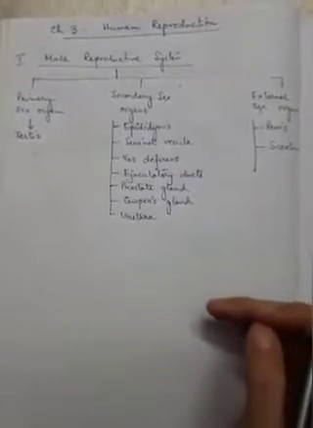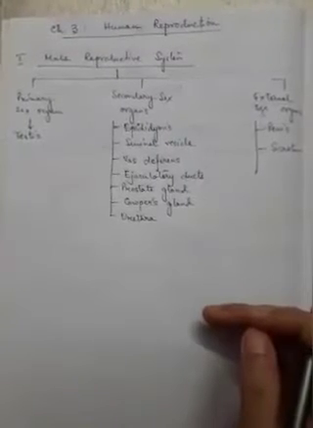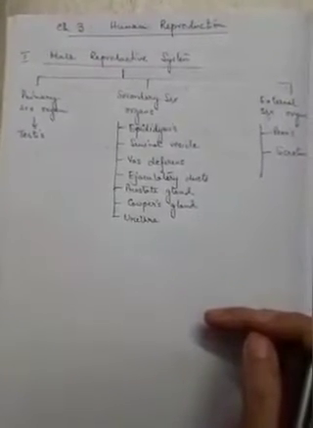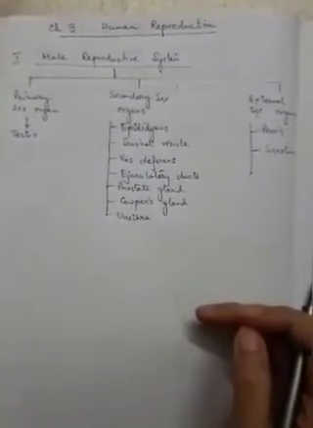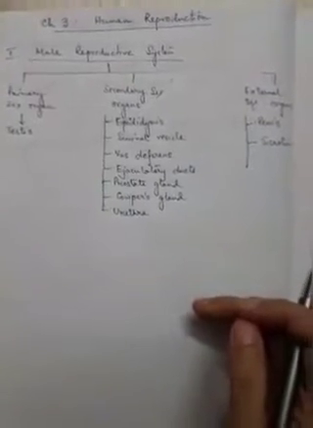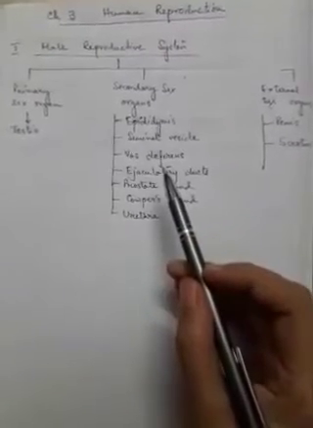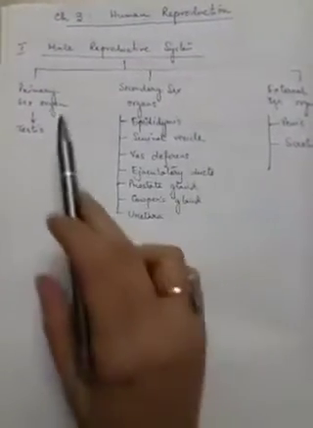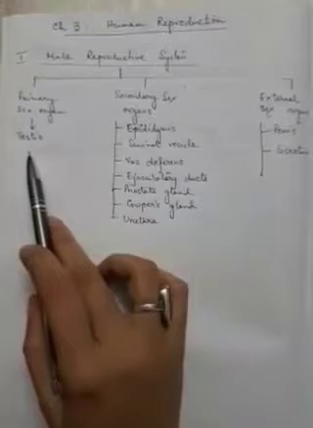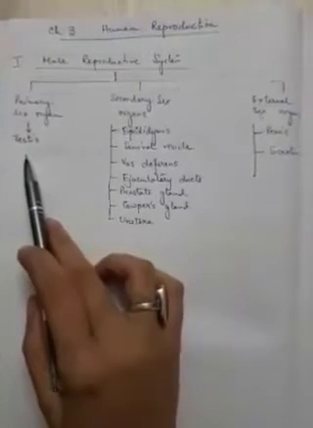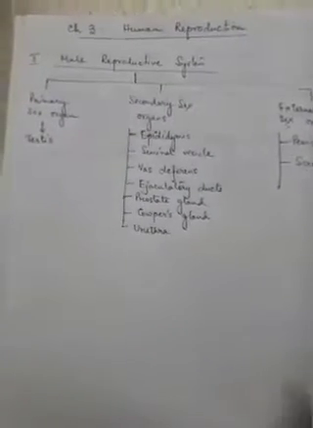So for this chapter, human reproduction, our first topic will be the male reproductive system. We will discuss the different parts of the male reproductive system and learn about the functions of each of these parts. Here in this chart I have written down the various parts and categorized them into the primary sex organ, which is obviously the testis, which produces the sperms, and which is the main part of the male reproductive system that takes part in reproduction.